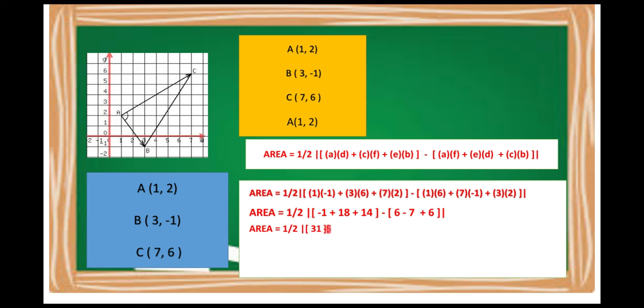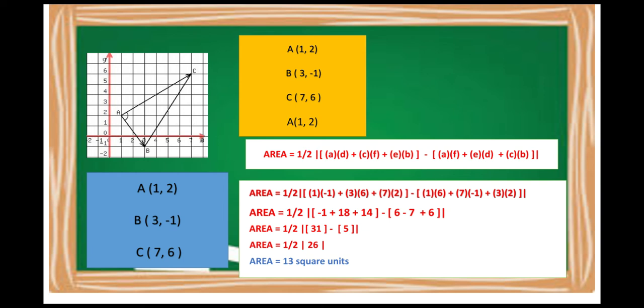To evaluate further, negative 1 plus 18 plus 14 is 31, minus 6 minus 7 plus 6, which will give you 5. Then 31 minus 5 is 26, and half of 26 is 13. You need to add square units since we are dealing with area. So the area of this figure given these vertices is 13 square units.